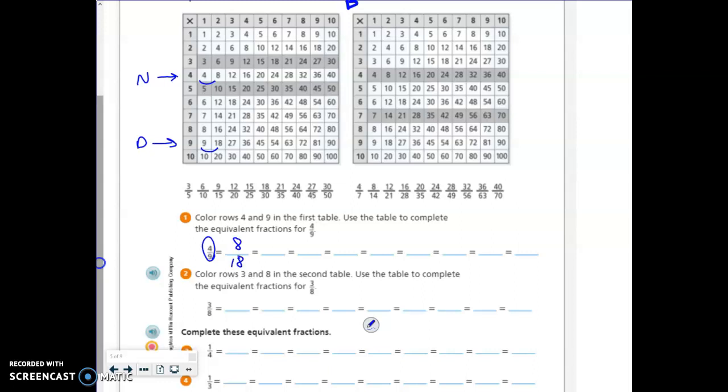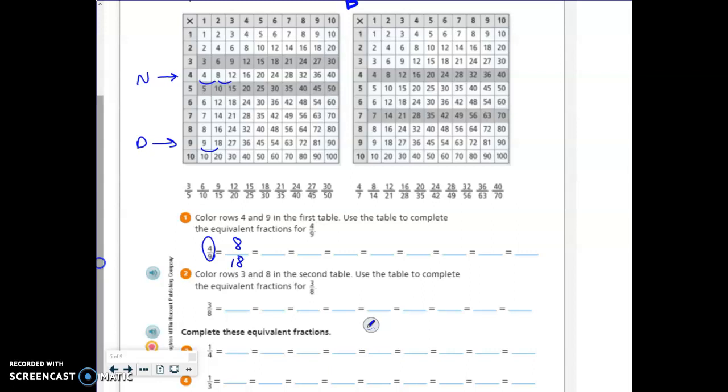8/18. We've multiplied both the top and the bottom by 2, so if you're using the math side of things, you can just say, yep, I multiplied 4 by 2, I multiplied 9 by 2, and 8/18 is our answer. Or I can look at my multiplication chart and see what is the next number in each order. Same thing for the next one.